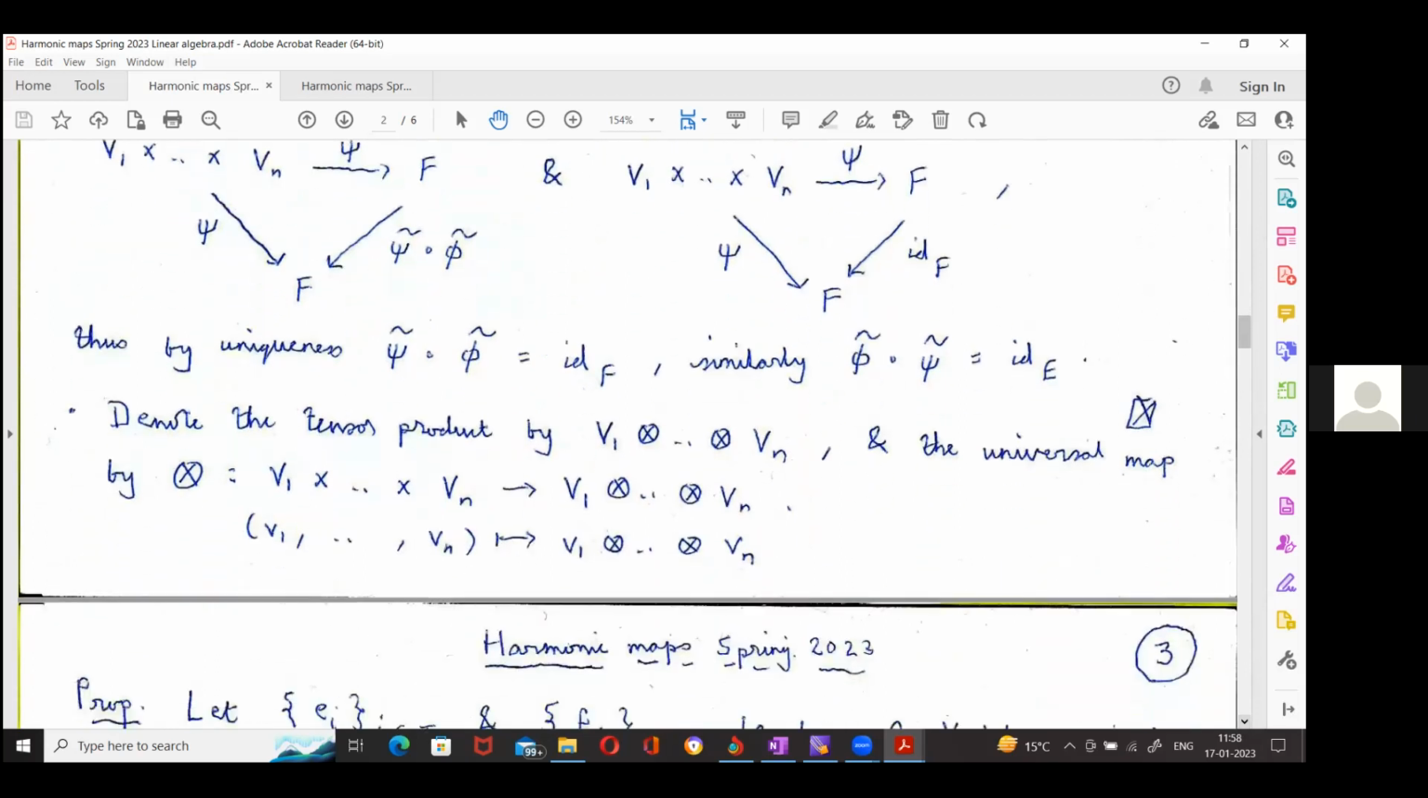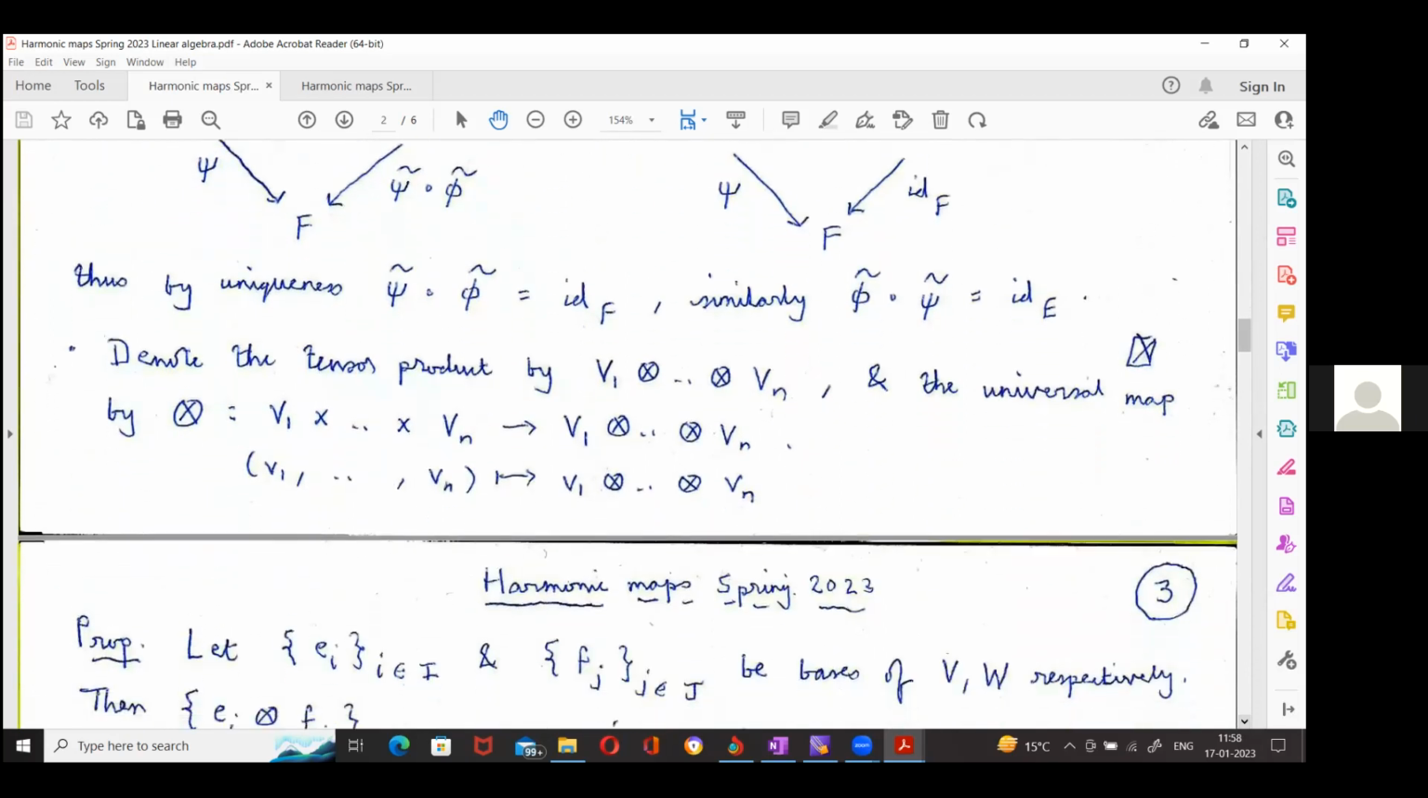So now we have a unique tensor product, therefore, if it exists. So we're assuming existence of the tensor product. Now denote the tensor product by V1 tensor Vn, and denote the universal multilinear map by tensor from V1 cross Vn to V1 tensor Vn. The notation for this is (v1, ..., vn) goes to v1 tensor ... tensor vn. All right.